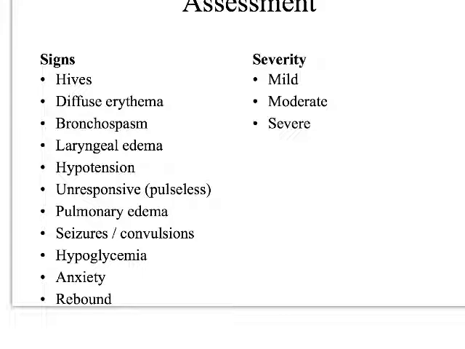Hypotension, now we're starting to move more towards the moderate thing. If their blood pressure is dropping, you've got a problem on your hands, right? As would be unresponsiveness, pulmonary edema, we're moving from moderate to severe, right? Seizures and convulsions sound pretty bad to me, right? Hypoglycemia, anxiety rebound. So if the person comes back around, if we administer epinephrine or whatever, we pull them back around, we need to continue to watch them, because even afterwards they're going to continue to be kind of anxious. We want to keep them in the department and monitor them for a while.